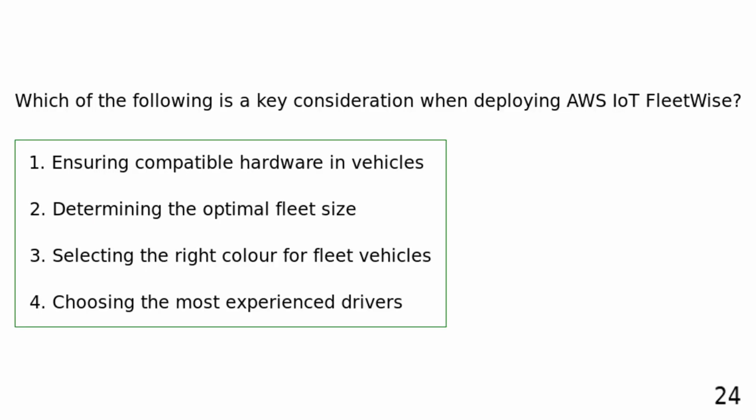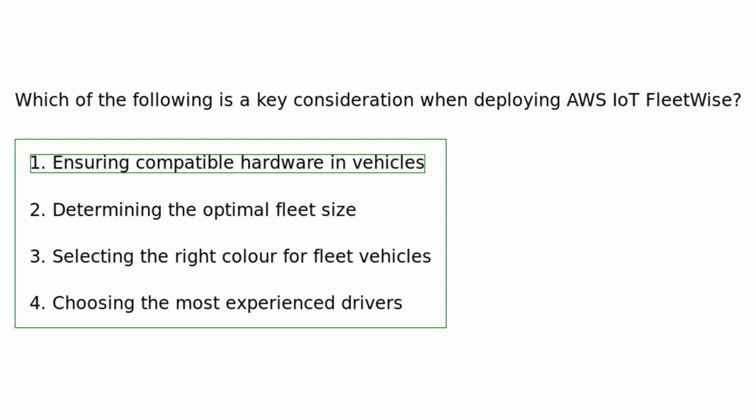Which of the following is a key consideration when deploying AWS IoT FleetWise? Ensuring compatible hardware in vehicles. Determining the optimal fleet size. Selecting the right color for fleet vehicles. Choosing the most experienced drivers. A key consideration when deploying AWS IoT FleetWise is ensuring that the vehicles have compatible hardware capable of running the edge agent and collecting the required data.